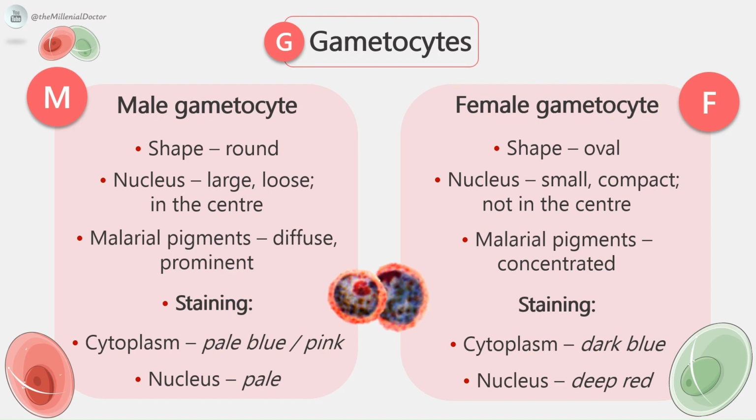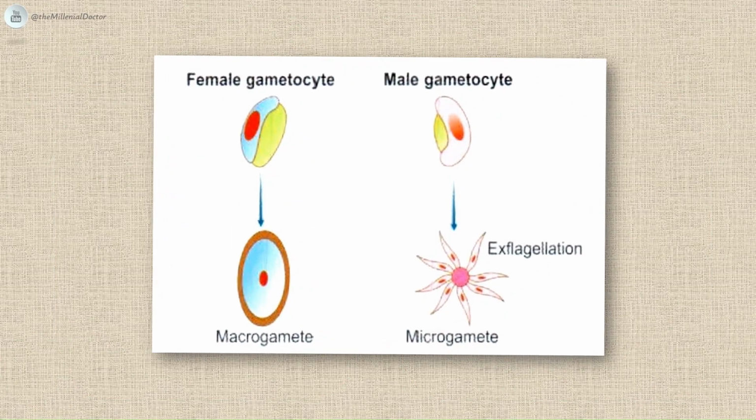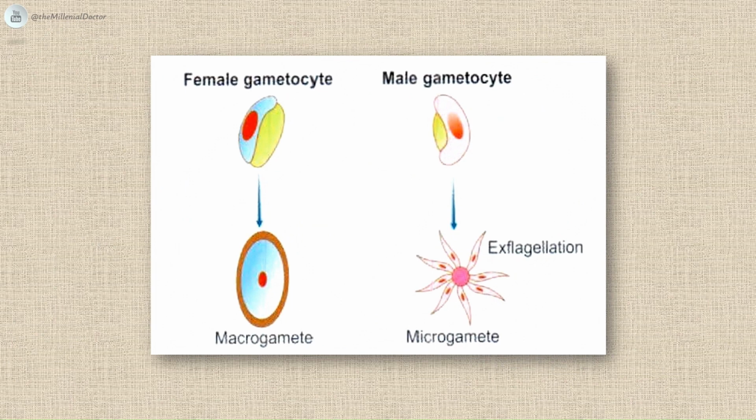In female gametocyte, the shape is oval, the nucleus is small, compact, and not in the center. Malarial pigments are concentrated. After staining, the cytoplasm appears dark blue and the nucleus appears deep red. In all species, the female gametocyte is larger. Male gametocytes have a large nucleus that takes up more than half of the parasite, while female gametocytes have a much smaller nucleus. Female gametocytes are generally more numerous than the male. This is the diagram showing formation of microgamete, which involves a process called exflagellation, and macrogamete.